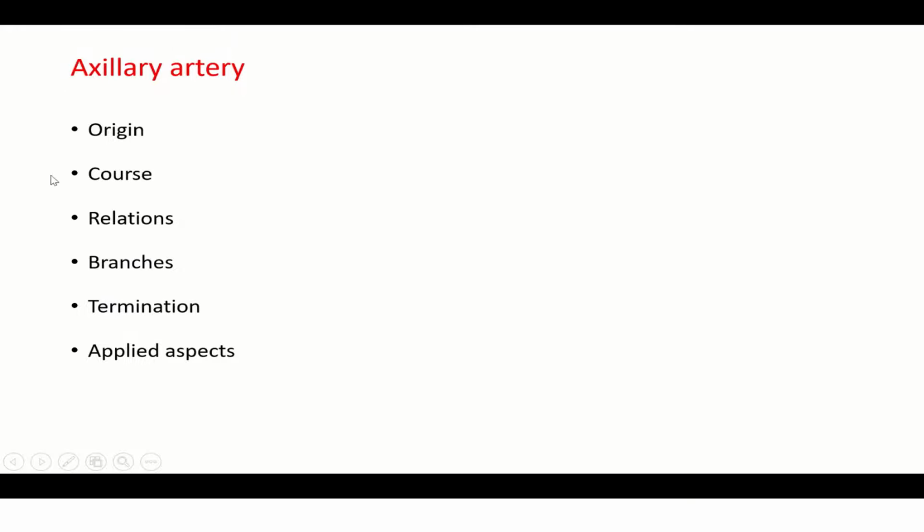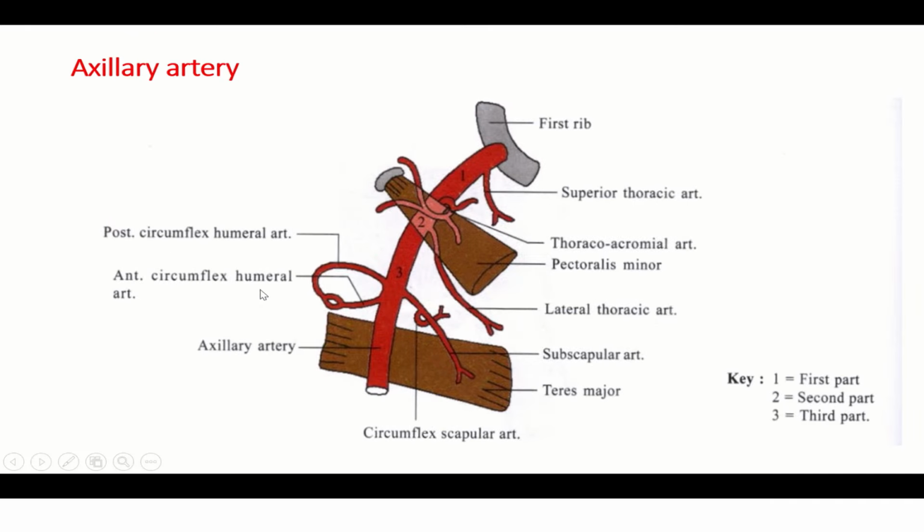Axillary artery. For any artery, we are going to follow this schematic: we describe any artery with respect to origin, course and relations, branches, termination, and applied aspects. Now, origin. The axillary artery begins at the outer border of the first rib as a continuation of the subclavian artery, and terminates at the lower border of the teres major by continuing as the brachial artery. Next, the pectoralis minor divides the axillary artery into three parts. Part 1 is proximal to the pectoralis minor, part 2 is behind it, and part 3 is distal to it.